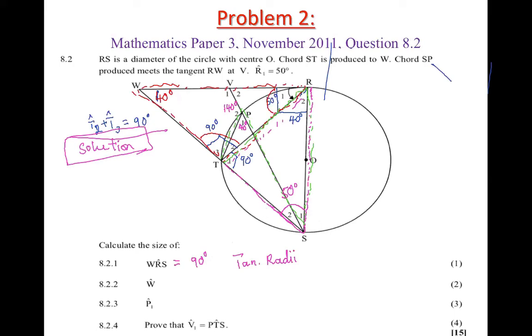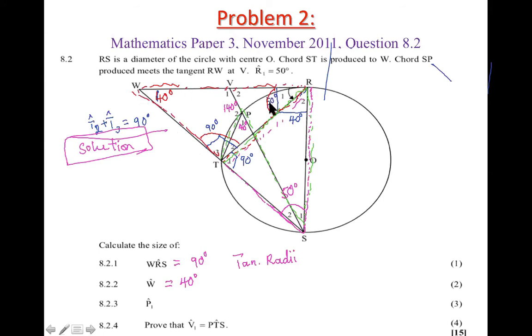Now, let's go to the next one. Let's go to question 8.22. We are to find angle W. Now, we've done all the work already. It is 40 degrees. But now, what is the reason we can associate to this one? Sum of angles in a triangle. Okay. First of all, we can find angle 40 by saying sum of angles in what? A triangle. Because we are looking at triangle WRT. Is that correct? Yes. Triangle WRT.